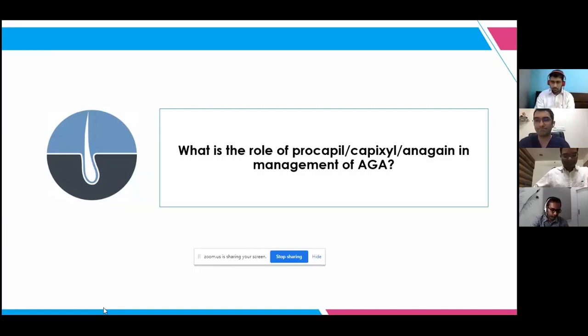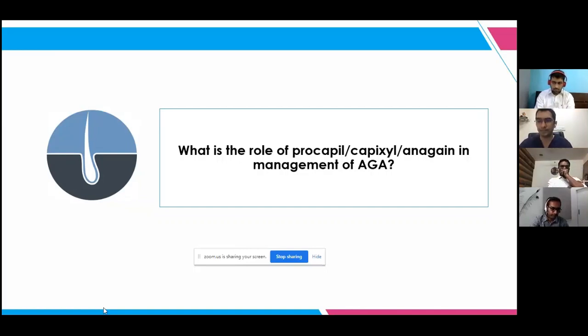And yes, I think minoxidil is something which would help in preventing perifollicular fibrosis, so irreversible damage to the hair follicle can be prevented. So sometimes I prefer that combination with minoxidil, and I have not been a big fan of Procapil and Anagain.